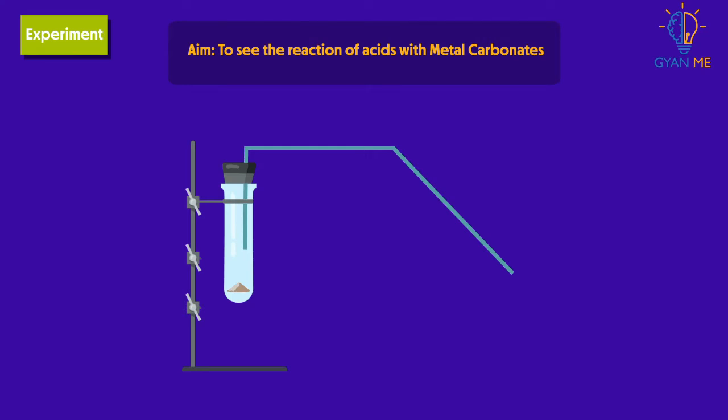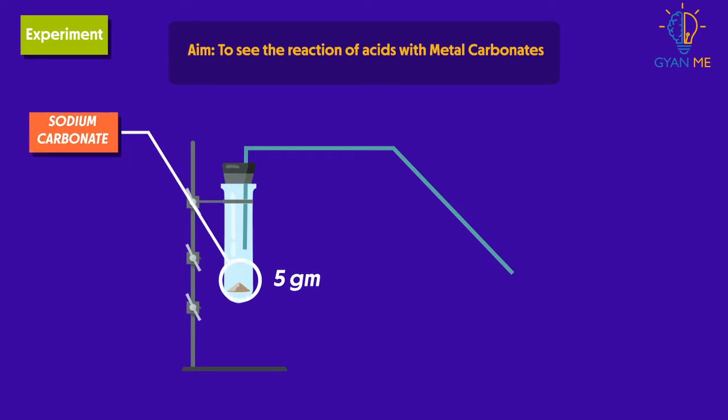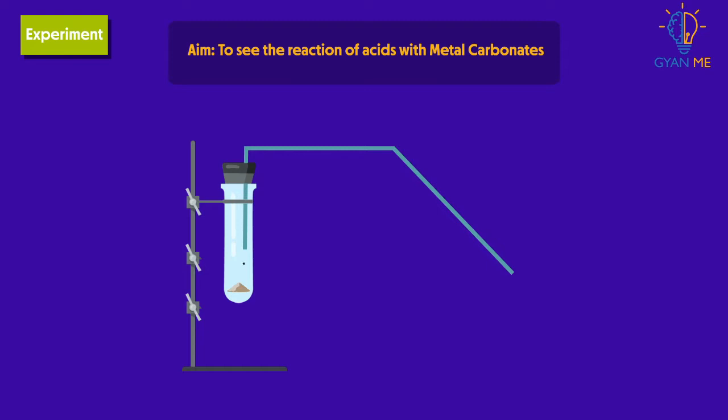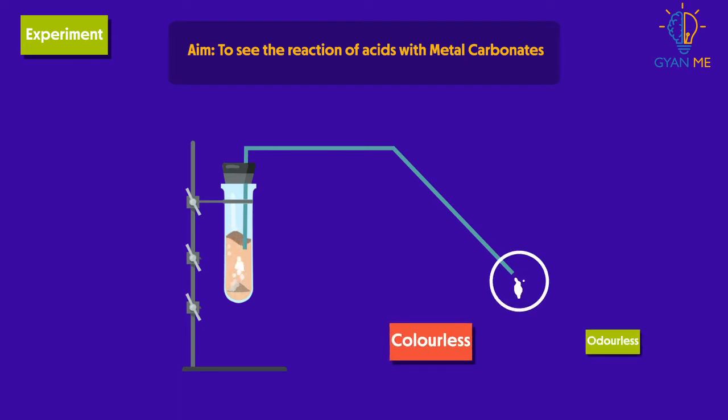Now we take about 0.5 gram of sodium carbonate in the test tube and add about 2 ml of dilute hydrochloric acid to it. What do we observe? Yes, some bubbles are being produced. This shows some gas is being produced. We see that this gas is colorless and odorless. That is, it has no color and smell. Can you tell which gas this is?